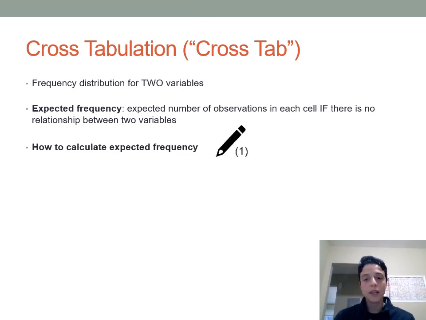So I'm going to hop over to the document camera now. There's a pretty simple formula for calculating this, and then I'll show you what the expected frequencies actually would be for this particular crosstab.